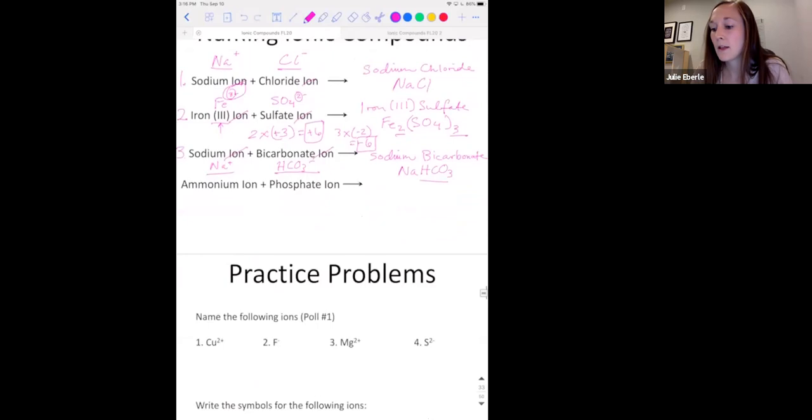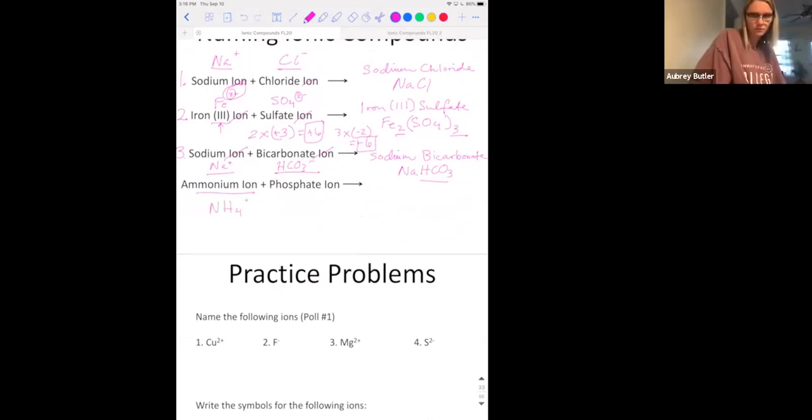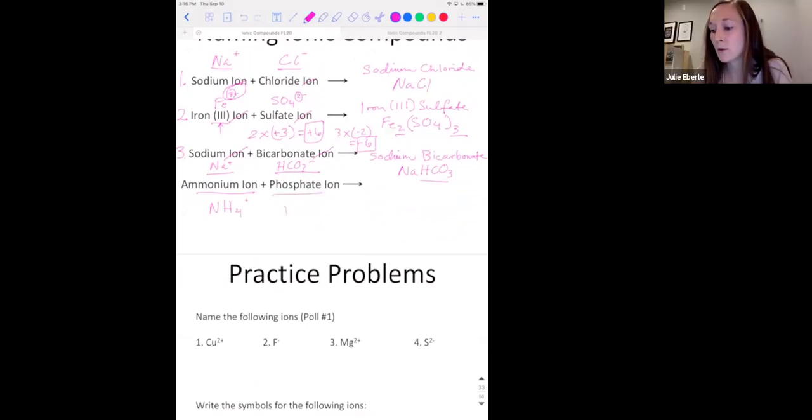Okay. Last one, ammonium. What is ammonium? It's not an element, that's a polyatomic. It is NH4, a polyatomic cation. Those are a rare breed. Again, most of them are anions, but it's NH4+. What is phosphate? We looked at phosphate earlier with the switch trick example. It was PO4 with a -3 charge.